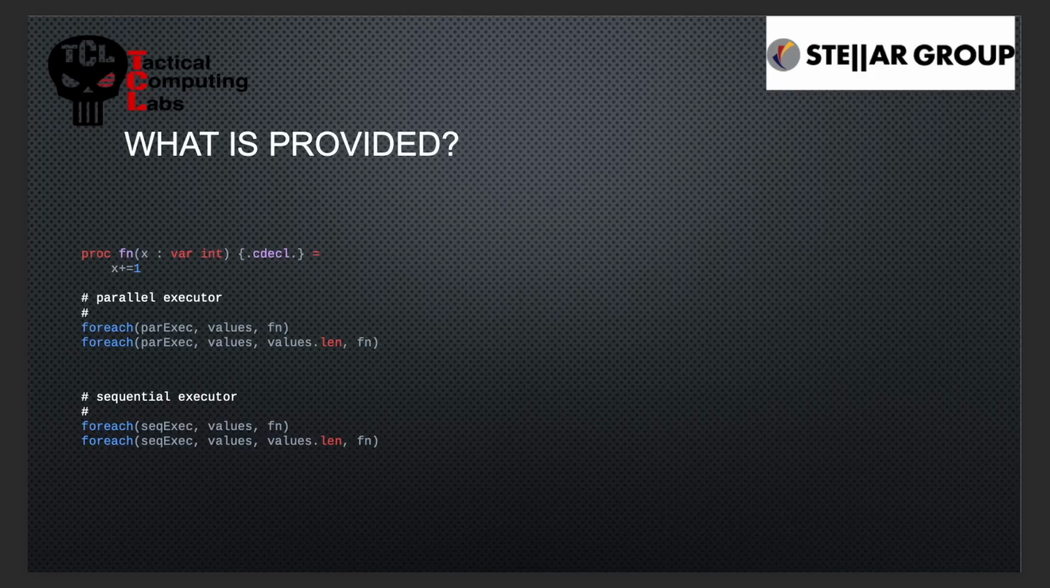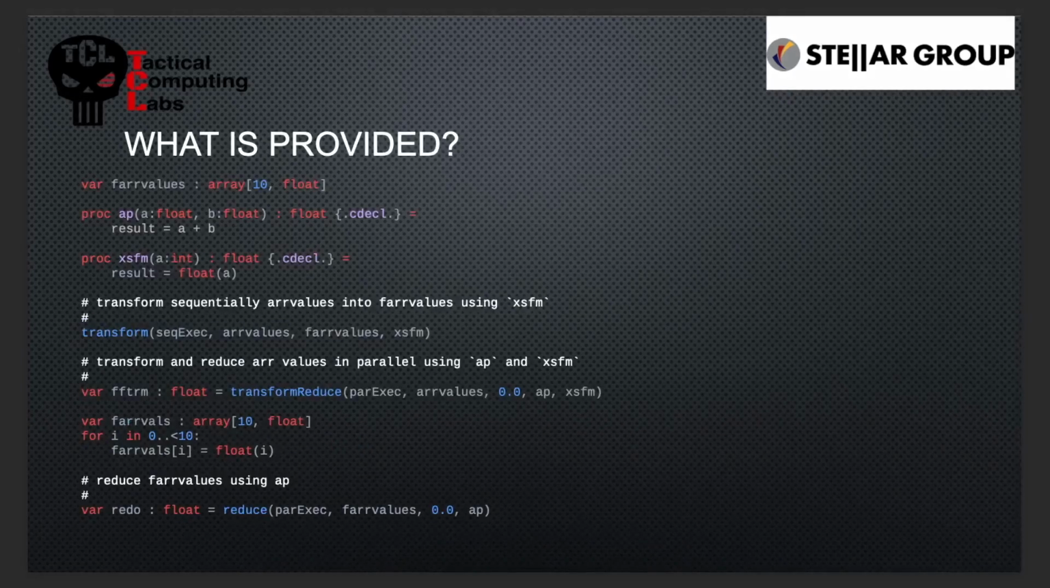Beneath that is the sequential executor example. It's just like the parallel executor example, except seq exec, the sequential executor, is the first input argument to the for each loop. This slide demonstrates the transform, reduce, and reduction functionality provided by the library.